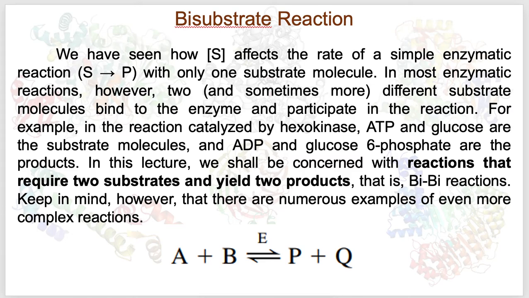the reaction. Okay, so for example, in the reaction which is catalyzed by the enzyme hexokinase, ATP and glucose are the substrate molecules, and ADP and glucose 6 phosphate are the products. So in this lecture, we'll mainly talk about the reactions that require two substrates and yield two products. These kinds of reactions are also called bi bi reactions. Please keep in mind that there are reactions where more than two substrates can be involved and more than two products can be produced.